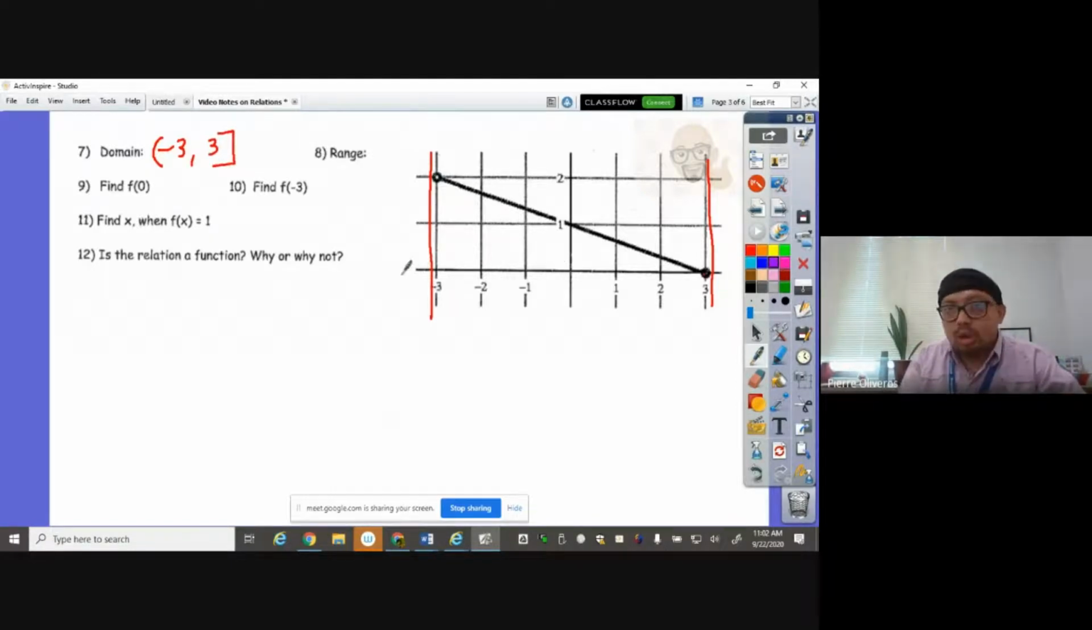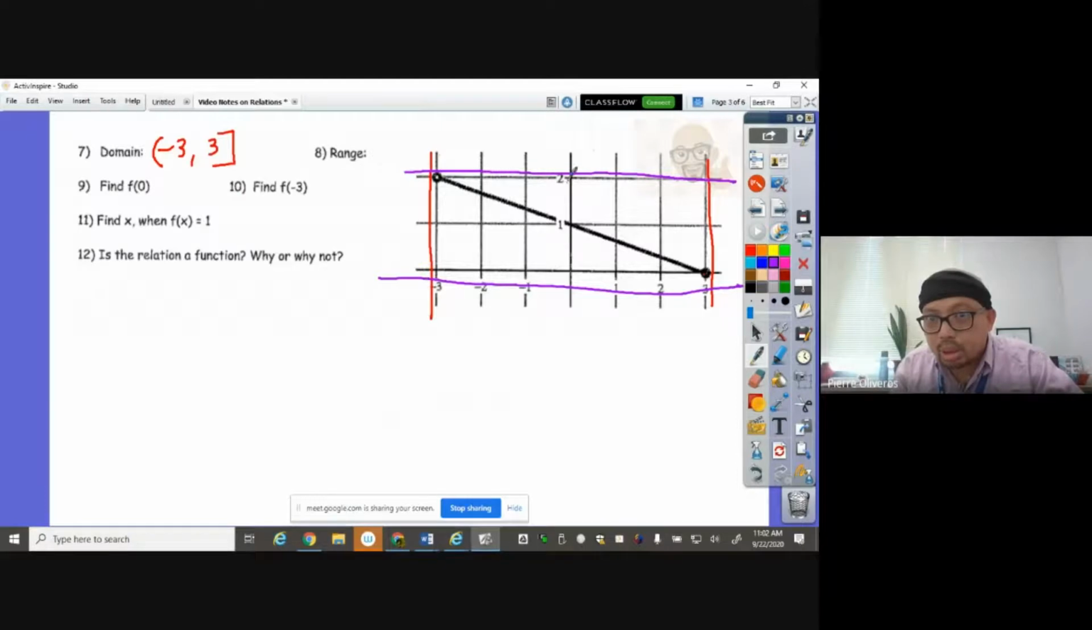The range, you look from the bottom up to the highest point. The bottom one here, this is 2, 1, so this is going to be 0. So that's from 0, comma, to positive 2. The 0 here is closed, so this will be a bracket. The 2 there is a parenthesis because it's open right here. Okay, very simple.